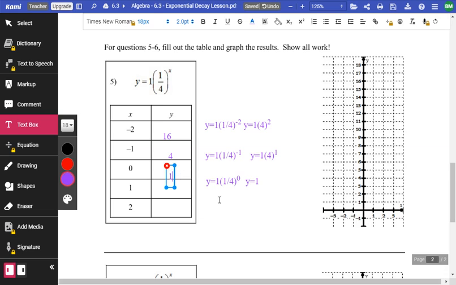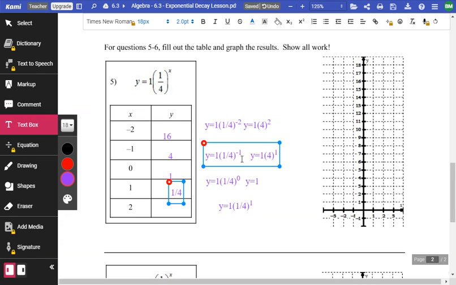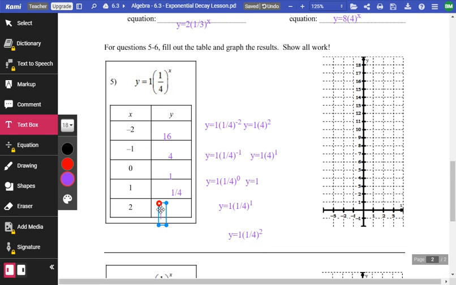Now these next two are nice positive ones. So we've got y equals 1 times 1/4 to the first power. So we're just going to end up with 1/4. And then our next one here, we've got y equals 1 times 1/4 squared. Okay, so 1/4 times 1/4 is 1/16.